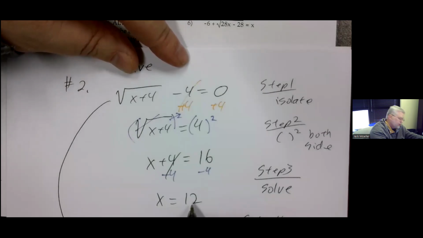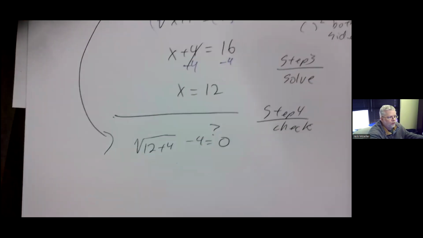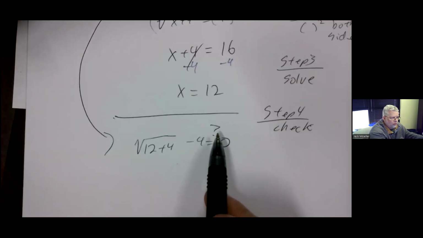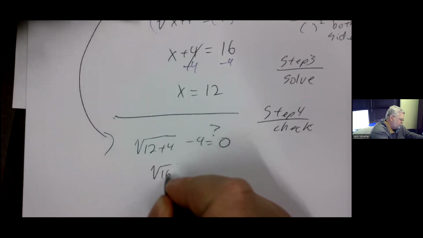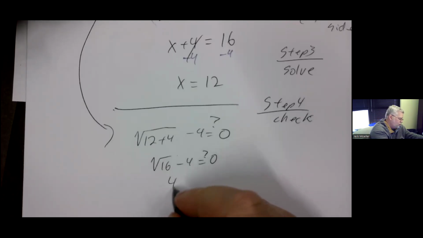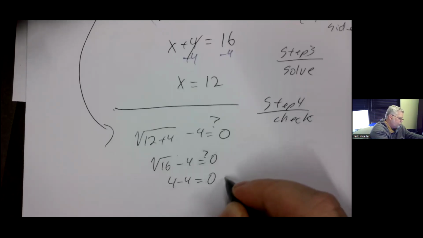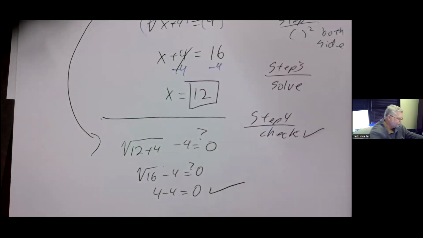So we got x equals 12, so plug that in. Is the square root of 12 plus 4, minus 4, equal to 0? I put a question mark over my equals because we have to prove it. 12 plus 4 is 16. The square root of 16 is 4, so 4 minus 4 is 0, so that's good. Therefore, that is our answer.